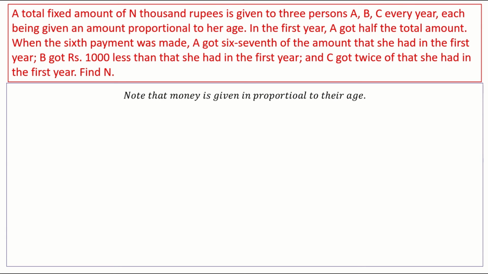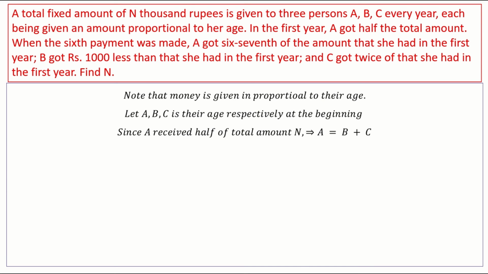Okay, so note that money is given in proportion to their age. So let's say A, B, C is the age respectively at the beginning of the money distribution. Since A received half of the total money, that means A equals B plus C. Means A's age is equal to B plus C. That's why A got half of the amount. Okay, so this is one equation.